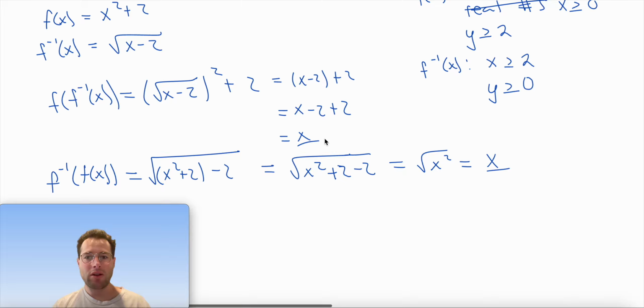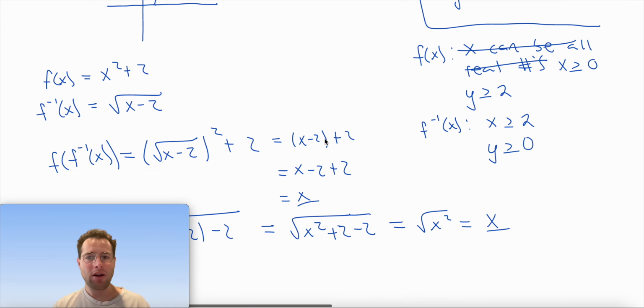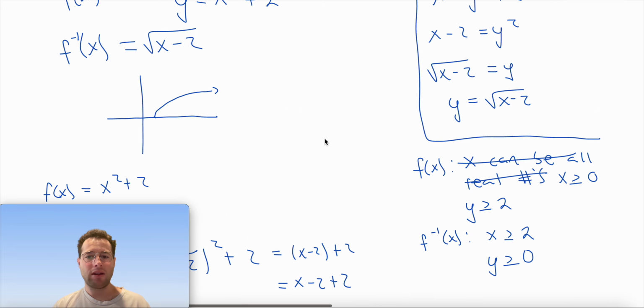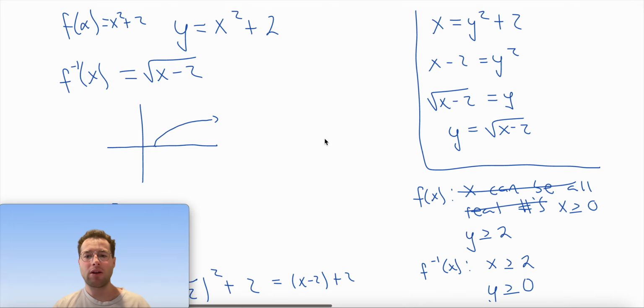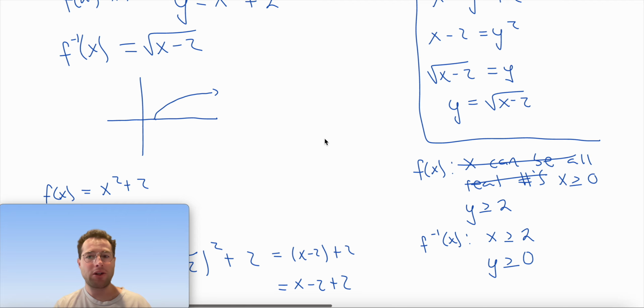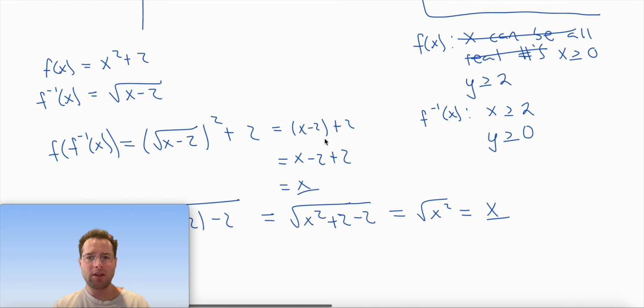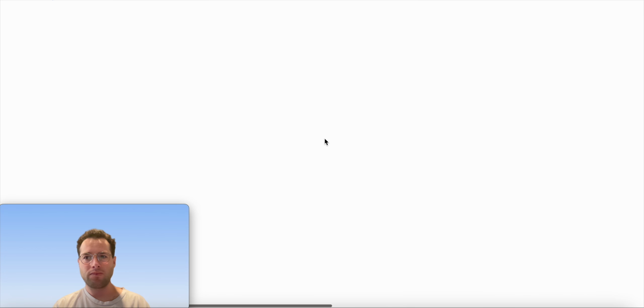So those are the true inverses of each other, and we have modified the domain of the original function so that the domain and ranges are swapped. All right, awesome. Let's go through another example here.